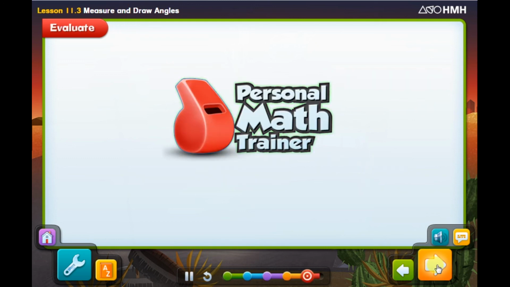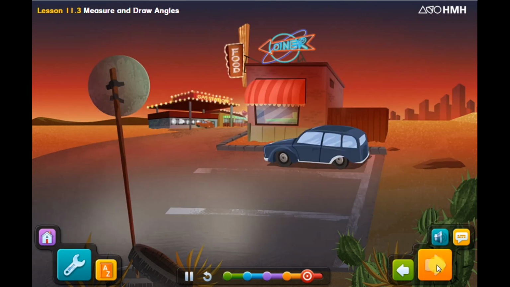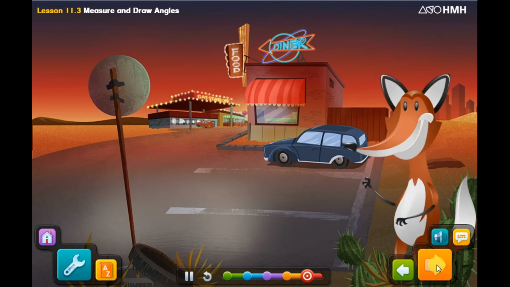Now try your homework on your own with the personal math trainer. It includes the exercise you saw at the beginning of the lesson. We need a protractor. Try to purchase it and try it at home.